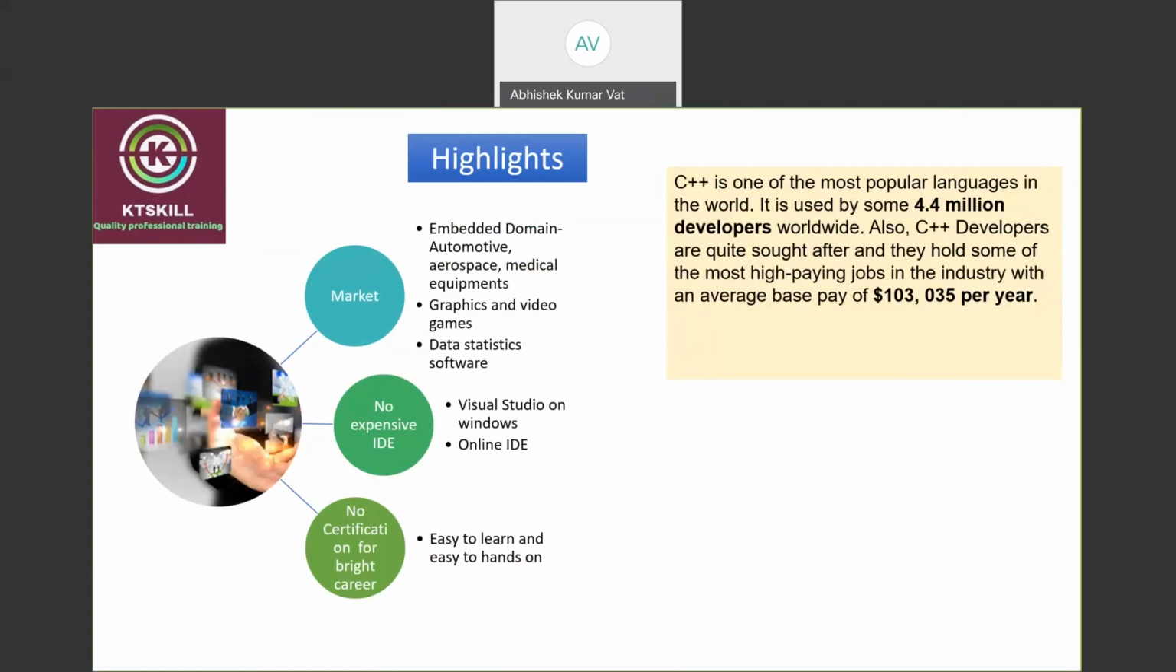That shows how popular it is in the industry. Apart from that, as I said, there's no IDE or anything you require, only a little computer fundamentals. If you have that, then you can start with this course. And there's no certification or anything needed in C++.